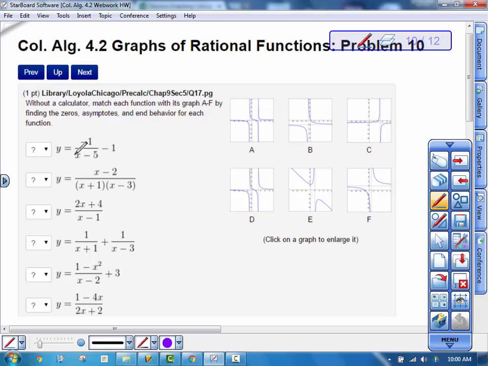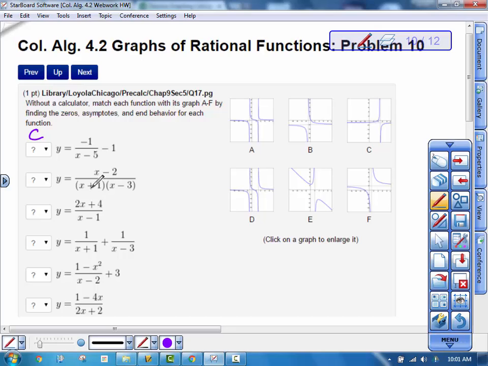So this function right here, we know it has a vertical asymptote at 5. So we're going to look for a function that has a vertical asymptote at 5, which looks like C. And then you can click on these to enlarge them. And then we want to shift it down 1 unit. Normally for this function, the exponent is higher in the bottom than the top, so it would have a horizontal asymptote of y equals 0. This time it's shifted down 1 unit, so the horizontal asymptote is y equals negative 1. So that's going to be C.